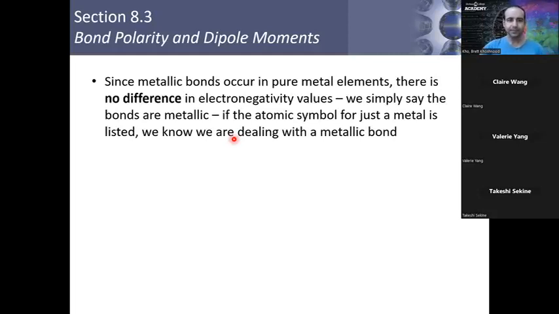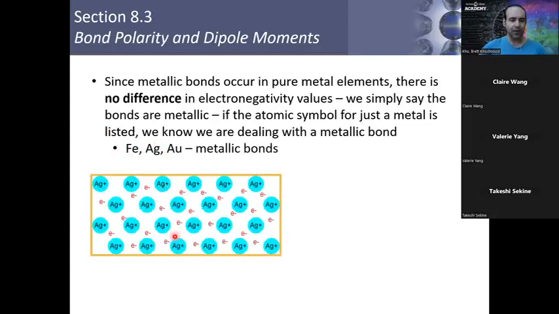Okay. So because these are all pure metal elements, we recognize that there's no difference in their EV values. Okay, we can just say that they're metallic. So anytime that we see a compound that just has a pure metal element listed, we don't really need any other additional information. Okay, we already know that we're dealing with this sea or cloud of electrons floating around all of our various nuclei.